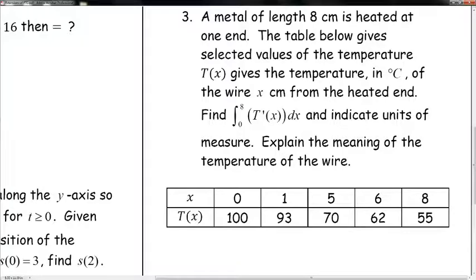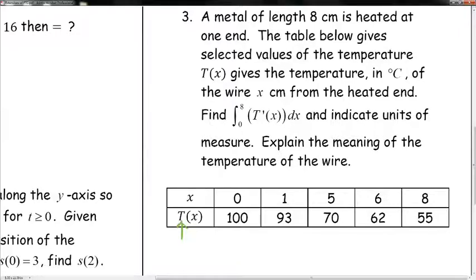Finally, number 3, a metal wire of length 8 centimeters is heated at one end. The table below gives selected values of the temperature T of x, the temperature in Celsius of the wire x centimeters from the heated end. Find the antiderivative from 0 to 8 of T prime of x dx and indicate units of measure, explaining the meaning in terms of the temperature of the wire. And so this right here is our antiderivative.